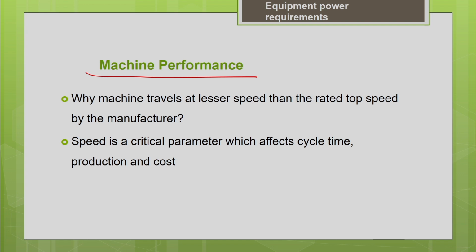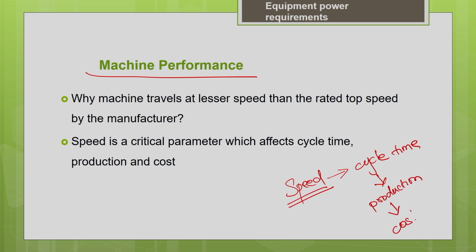Basically, to quantify the machine performance, speed is a very important parameter. Most of the contractors are interested in the speed of the particular equipment, because speed will affect your cycle time of the machine, that is going to affect your production of the machine, that is going to in turn affect your cost associated with the machine.